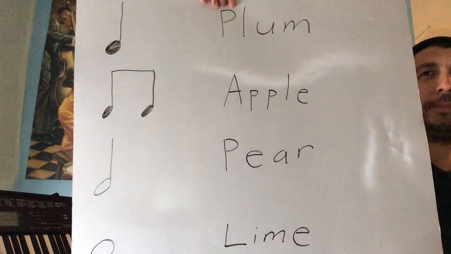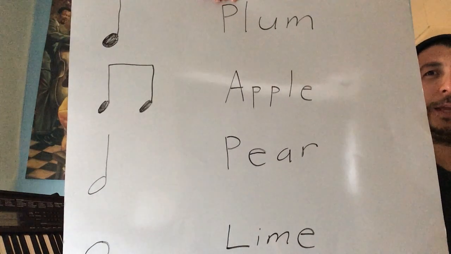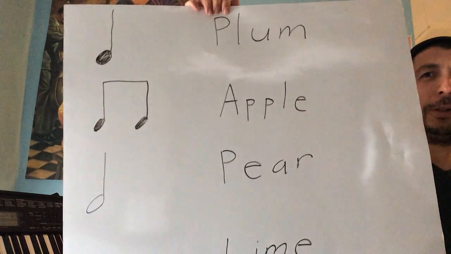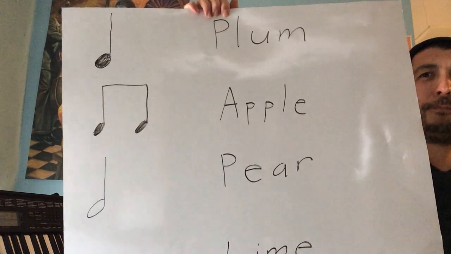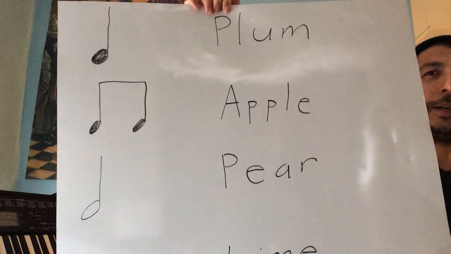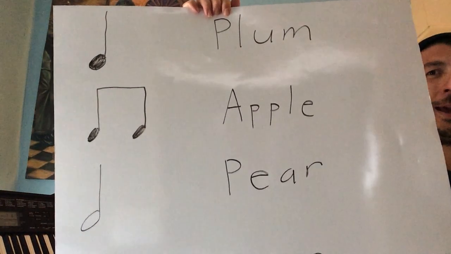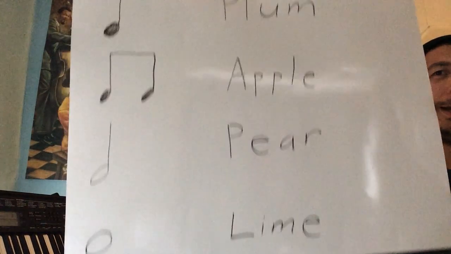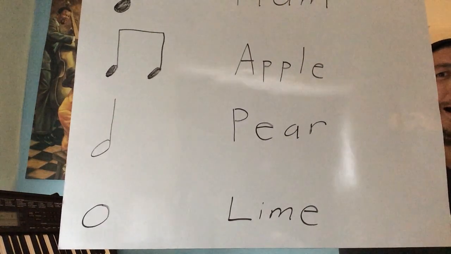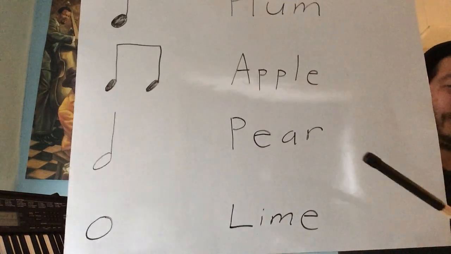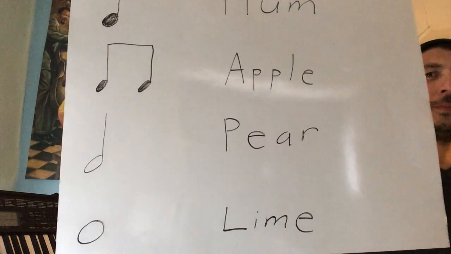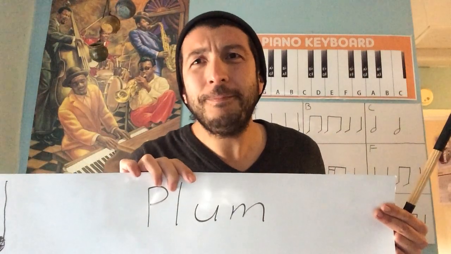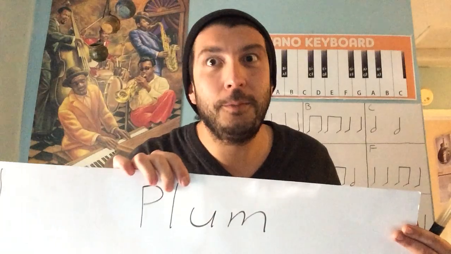Let's go to plum. Plum, plum, plum, plum, plum, plum. How about apple? Apple, apple, apple, apple. Good. Let's try pear. Pear, pear, pear. And now lime. Lime. Good. It's not over. Is that too easy? I think it was too easy. Let's try something a little more challenging.